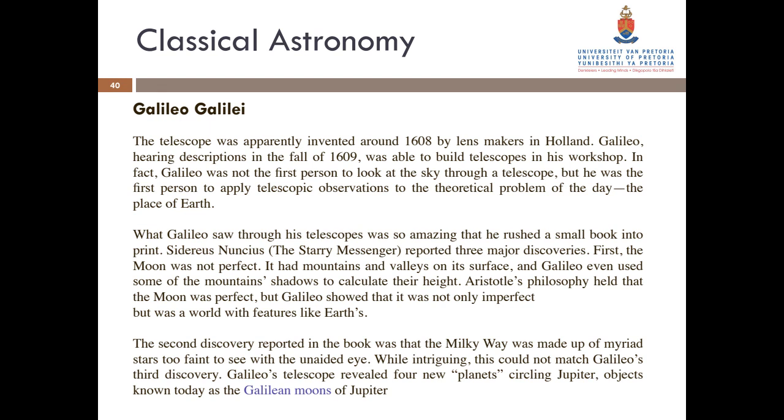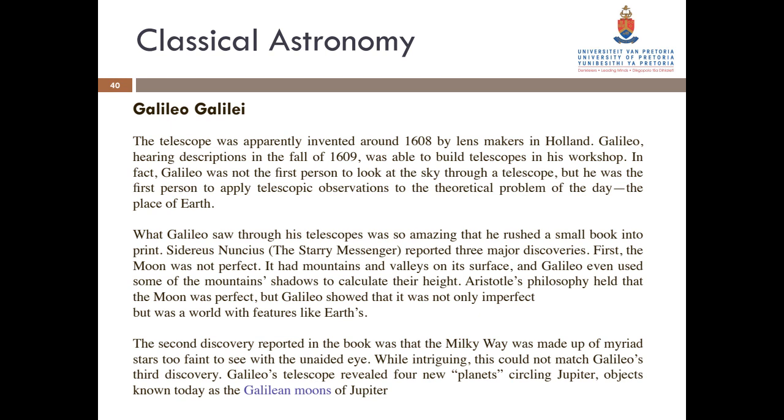The telescope was apparently invented around the year 1608 by lens makers in Holland. Galileo, hearing descriptions in the fall of 1609, was able to build telescopes in his workshop. In fact, Galileo was not the first person to look at the sky through a telescope, but he was the first person to apply telescopic observations to the theoretical problem of the day, the place of Earth.